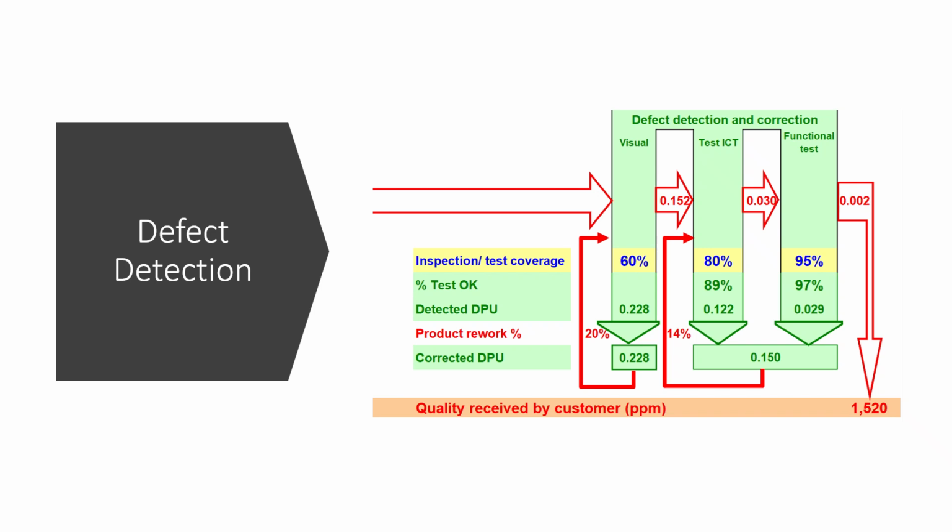Visual inspection is performed as close as possible to the step generating the defect, and the defects detected are typically corrected on the spot. The problem is that it is very inefficient. It can only catch 60% of the defects. In this example, this means that out of the total 0.38 DPUs, only 0.228 will be caught and corrected, therefore 0.152 will escape this control.